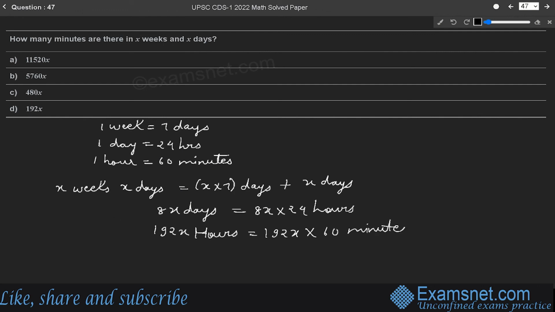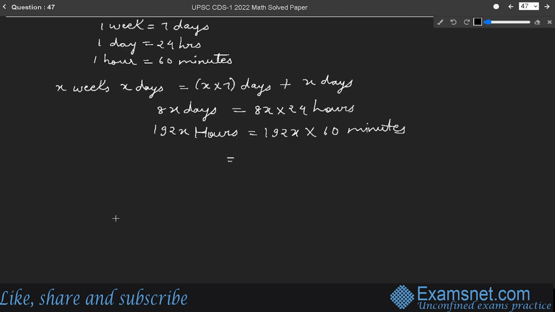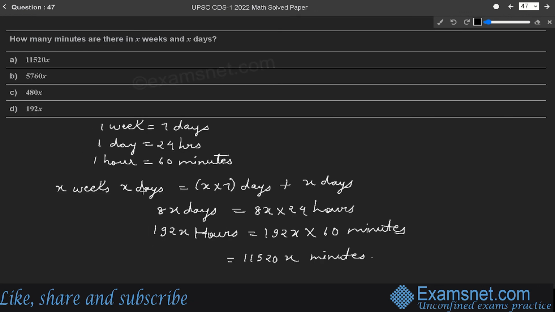We are just using the basic concepts here. On further solving, it will be equal to 11520x minutes. So we can say that this is the total minutes in x weeks and x days. So the correct option for this question is option number A, which is 11520. See, it was this simple question.